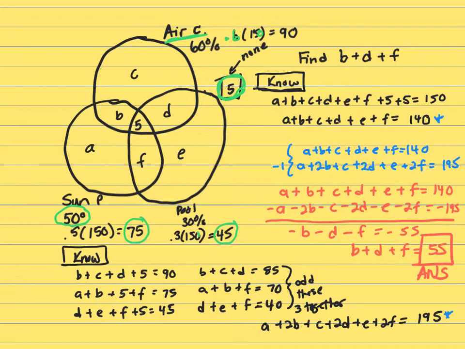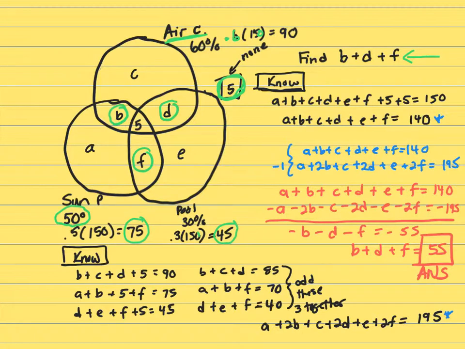So, where do I want to start? I'm trying to figure out how many of the houses have exactly 2. Well, that would be this part here, and here. That's the ones that share 2 things. So we're trying to find B plus D plus F.